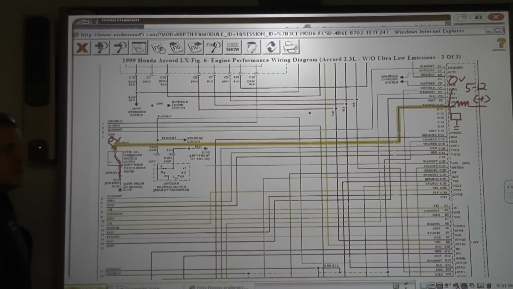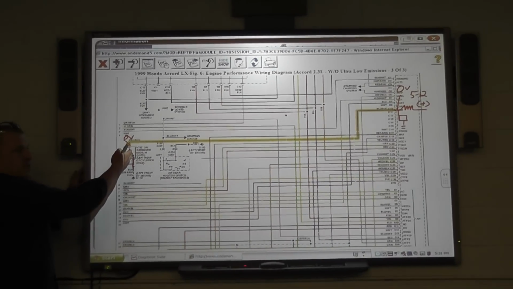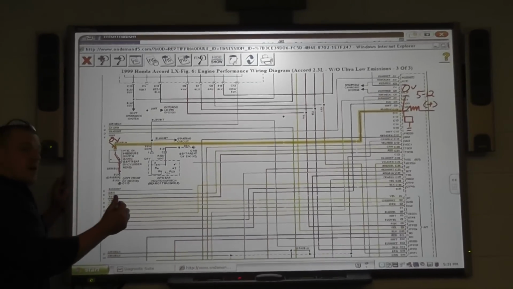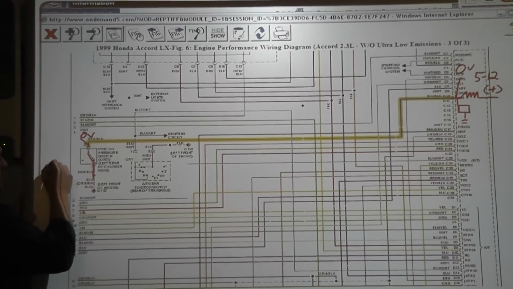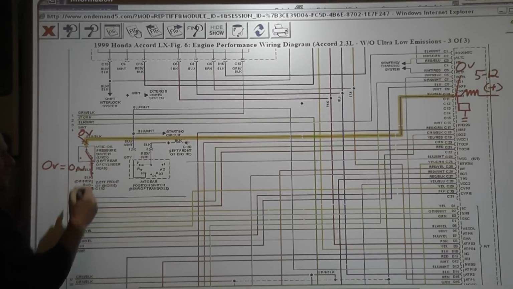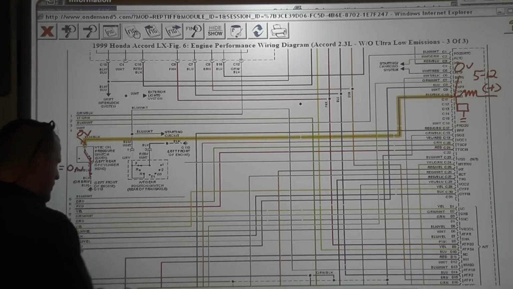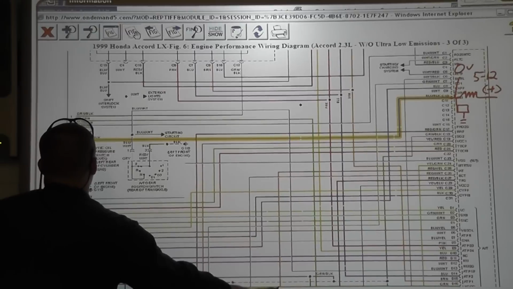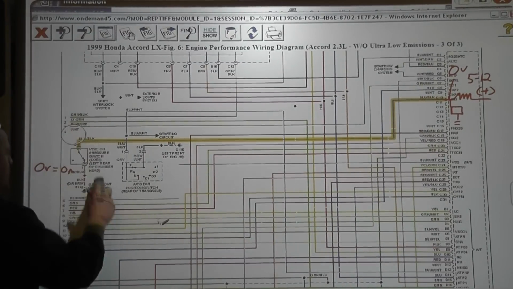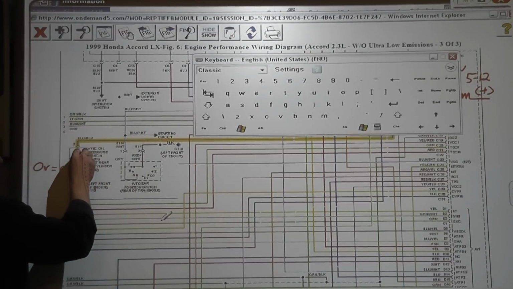In our case, this is the normal position of it, and what we can say with what we know right now, which on the scan tool, is 0 volts equals on on that data pin. Okay? When the switch opens, it's opening to ground.